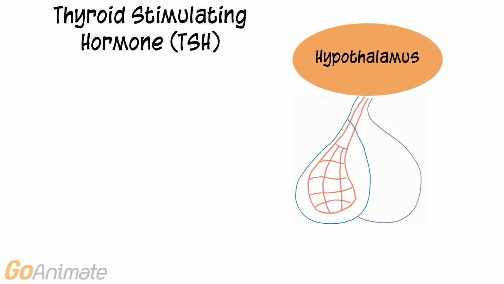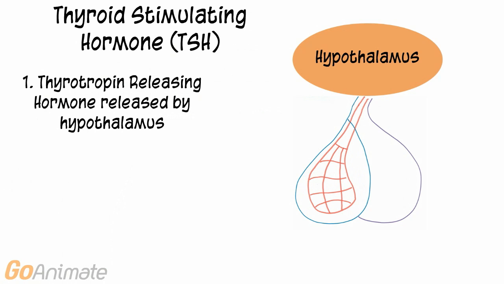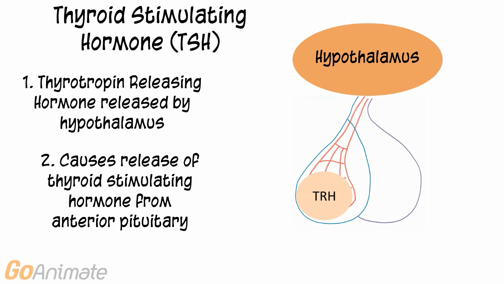Let's look at another anterior pituitary hormone. This one is called thyroid stimulating hormone, or TSH. There is also a two-step process for releasing TSH. First of all, a hypothalamic releasing hormone called thyrotropin releasing hormone, or TRH, is released. TRH travels through the blood vessel system to the anterior pituitary and causes the release of TSH.